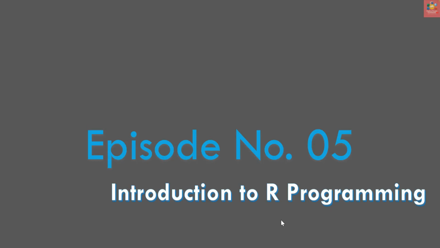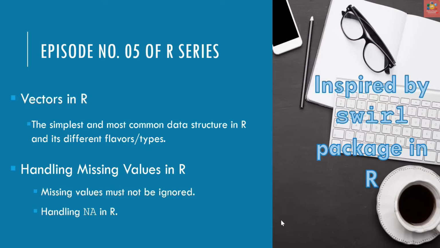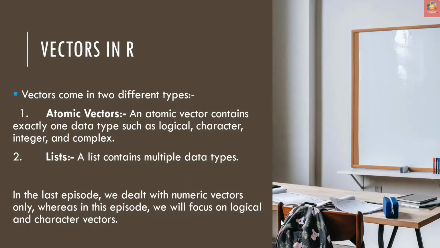And what's stored up in episode number 5? In episode number 5 today, we're going to cover what vectors are in R, basic atomic vectors in R, and what their different types are, such as logical vectors and character vectors. We will also learn how to handle missing values, or how missing values are represented in R.